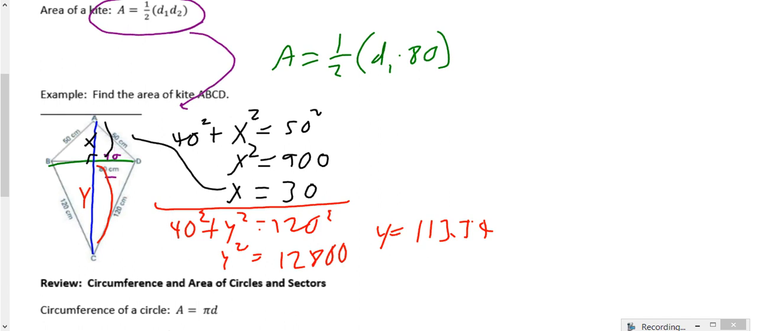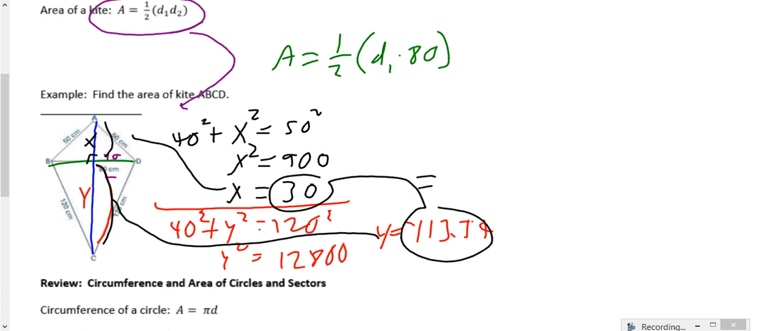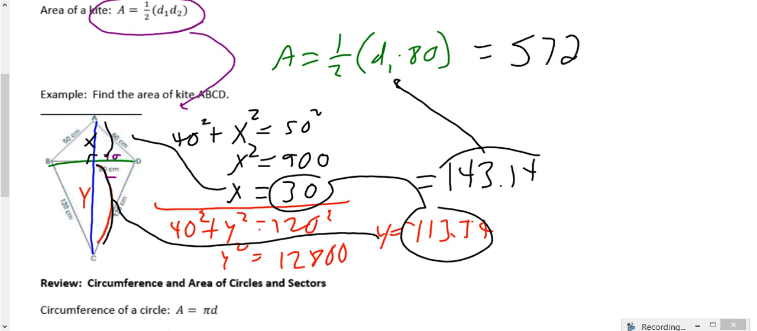We take that, now remember again, that is this length. So we take these 2 and we add them together, and we get 143.14, and that is our other diagonal. We plug that in, and we should get a calculation of 5,725.48, and we do have units on this one, centimeters squared.